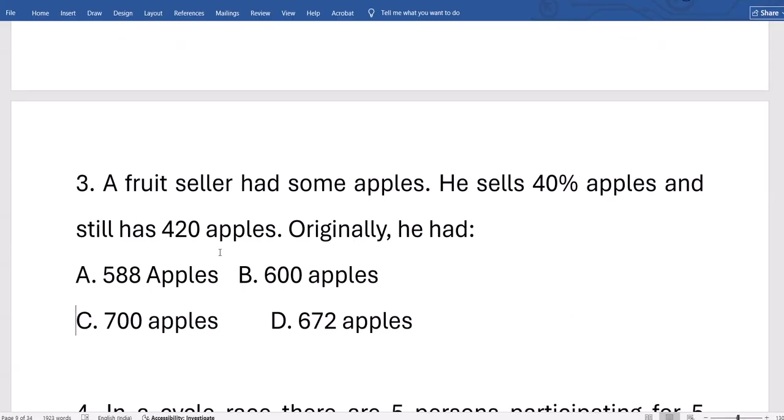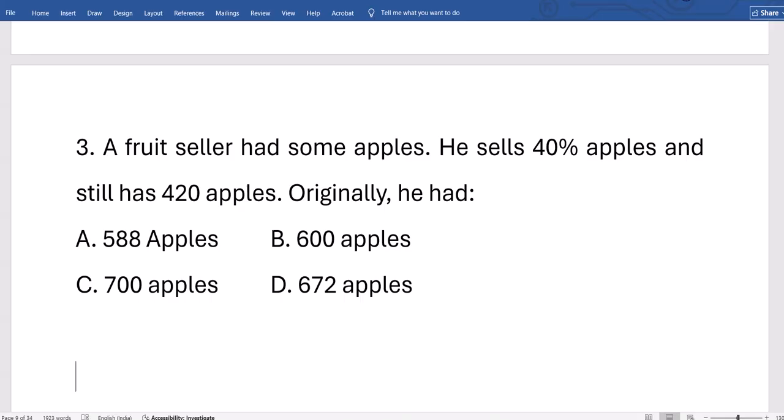Percentages. See, for these questions, 35 minutes is not required. For 10 questions, 10 or 15 minutes is sufficient time. A fruit seller had some apples. He sold 40% of the apples and still has 420 apples. Originally, how many did he have? This is a 30 or 40 second question.